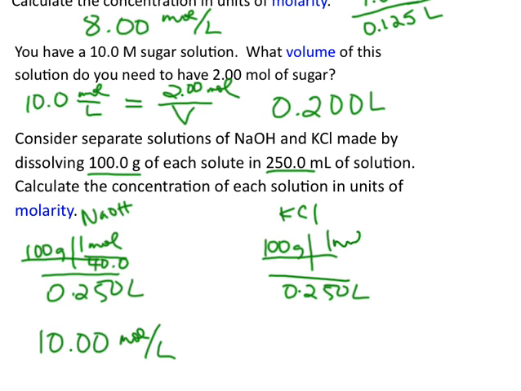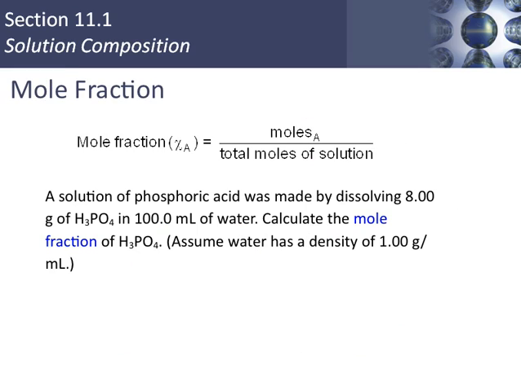And then KCl, I have 10.0 grams, I've got to convert that to moles. For every 1 mole, I have 74.6 grams. Thank you. 0.5362 moles per liter. So are we good with molarity? That should be a piece of cake for you guys at this point.